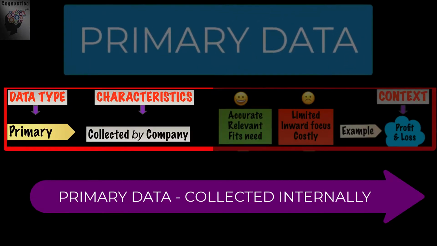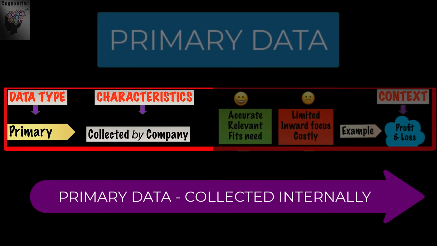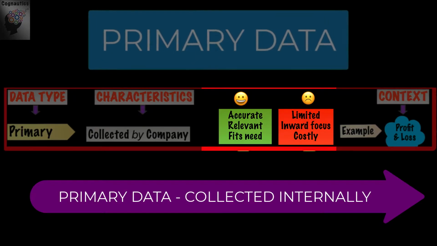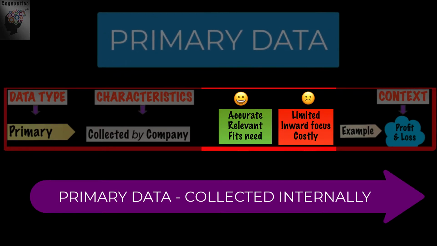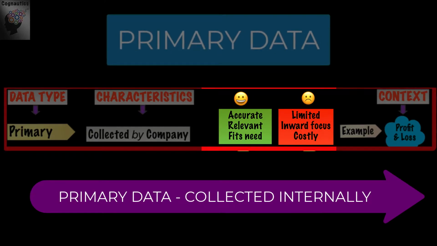Primary data is data collected by the company itself. Now, we've already established that this is internal data. The advantage of primary data is that it's accurate, or at least it should be, because it's been collected by the company itself. So the data collection process should be understood clearly. Internal company data should be relevant, it should fit the need for which it was collected.